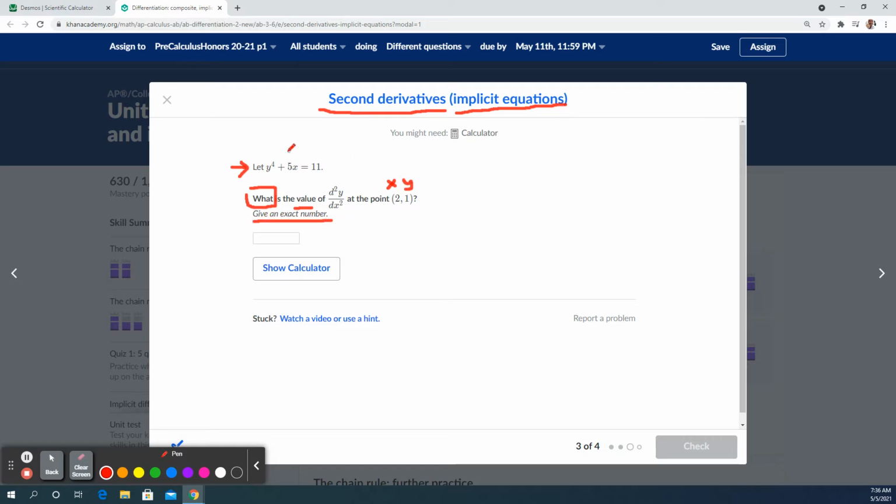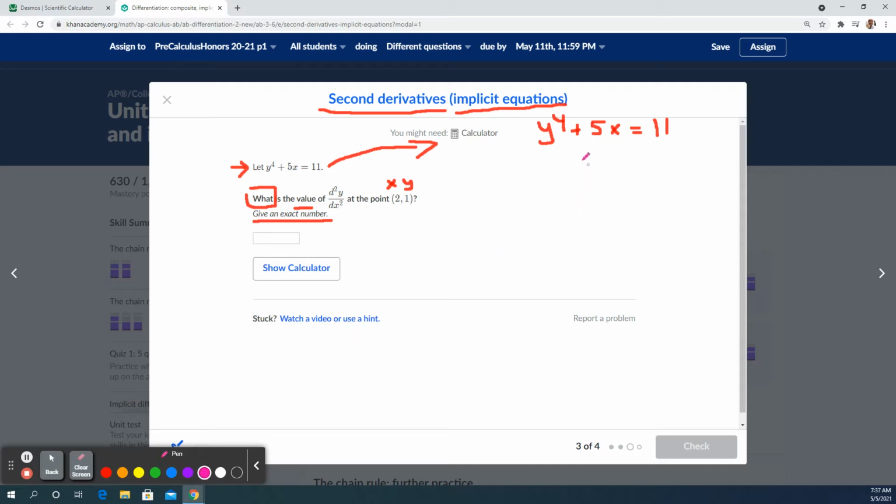So the technique we'll use here: the second derivative is doing the derivative twice, but it's going to be more complicated and more drawn out if we have the y embedded inside the problem. We have enough skills where we can get y by itself, so that we don't have more than one y. So we'll get y by itself, do the derivative that way, and then deal with the second derivative as it comes. So y to the fourth plus 5x equals 11, and we're solving for y.